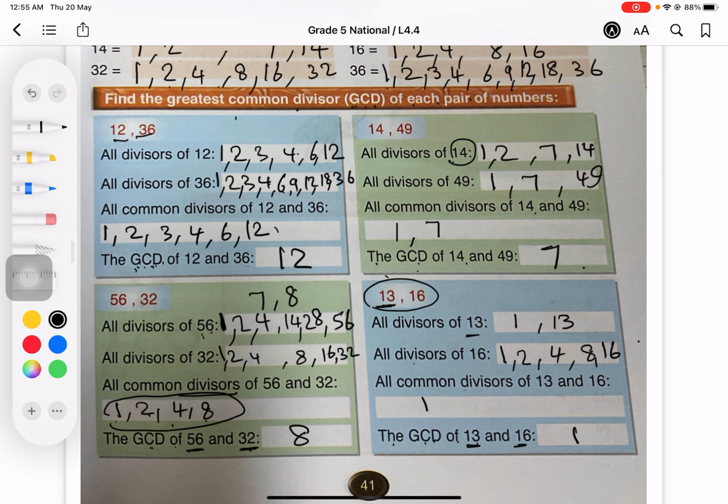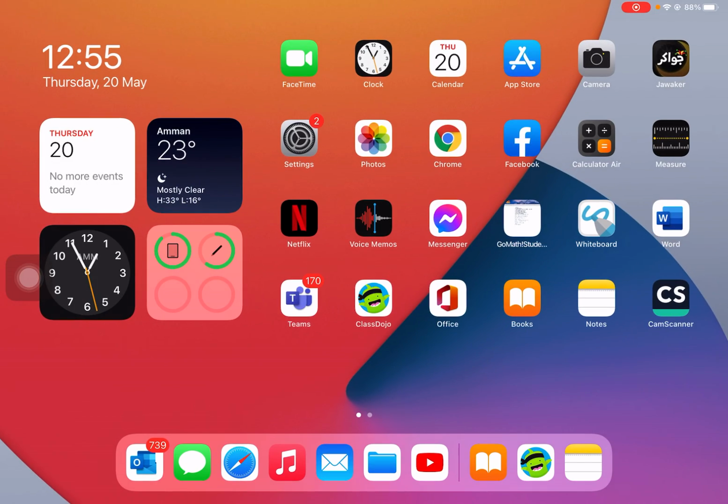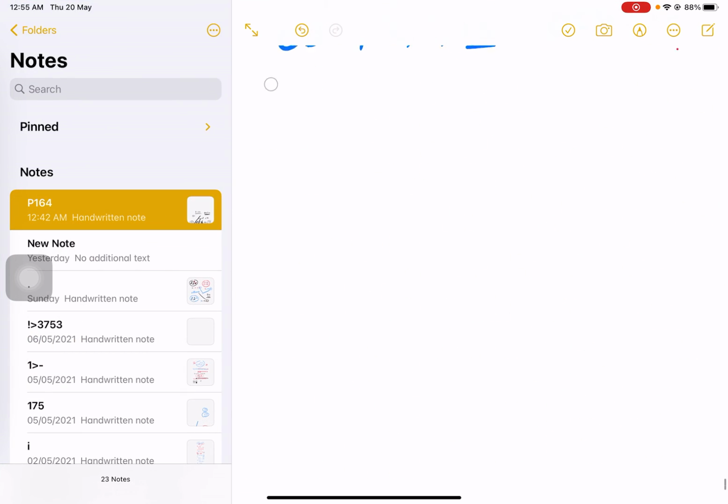All divisors of 16: 1 with 16, 2 with 8, and 4. What is the common number between them? It is 1. So the greatest common divisor of 13 and 16 is what? It is 1. I need to repeat this one for you.